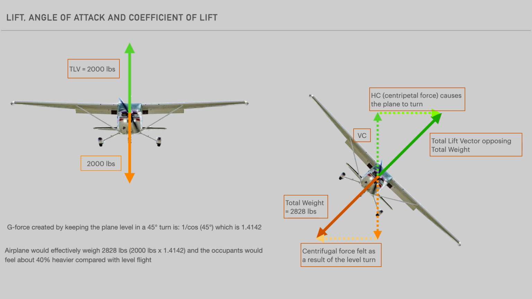On the other hand, if we were to allow the plane to descend in the turn, the G-loading would be less or even zero. Note when the horizontal component of lift and/or centripetal force and the centrifugal force are equal in magnitude, the plane is said to be in coordinated flight.